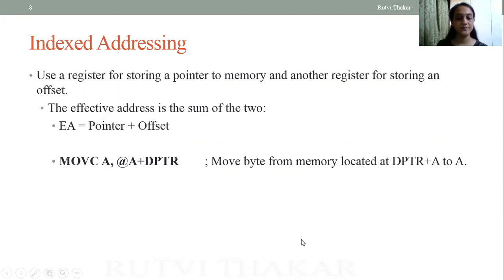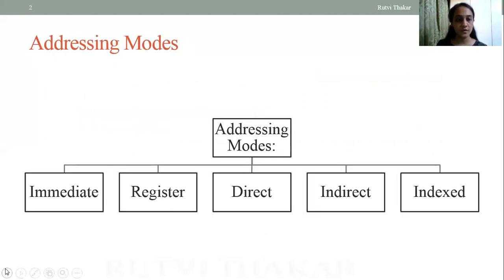Just to summarize again, the five types of addressing modes are: Immediate addressing mode, which has a hash in it. Register addressing mode, where we can directly move to a register; to move between two registers, you can use the address of either register. Direct addressing mode moves from an internal memory location to any internal register. Indirect uses @, and indexed uses code memory, that is MOVC A, @A+DPTR or the reverse.